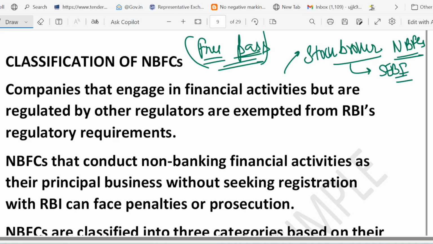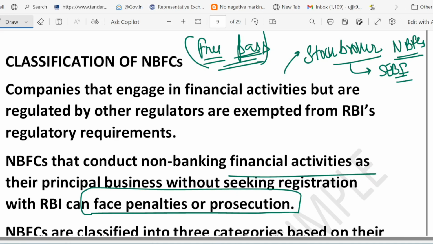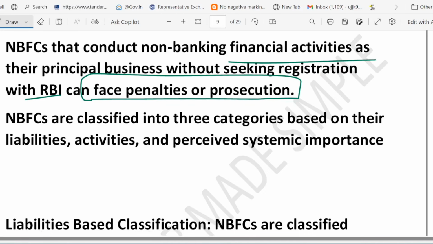But beware, if an NBFC does financial business without RBI registration, penalties or legal action will follow. Yes, they can face penalties and prosecution. You can see it written here. So if an NBFC does any financial activities without seeking registration with RBI, they will face penalty and prosecution.